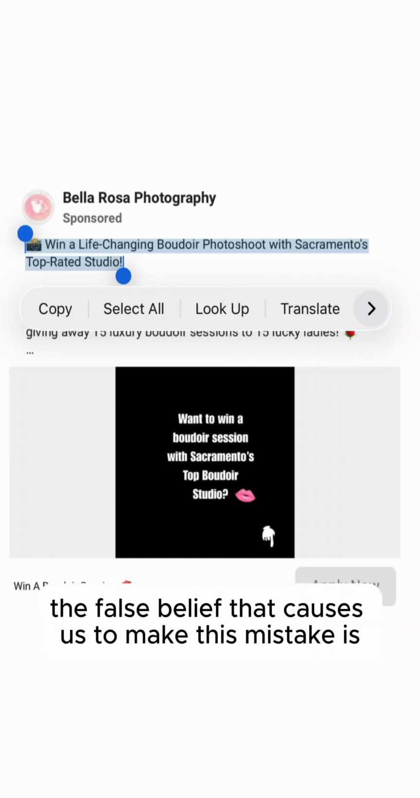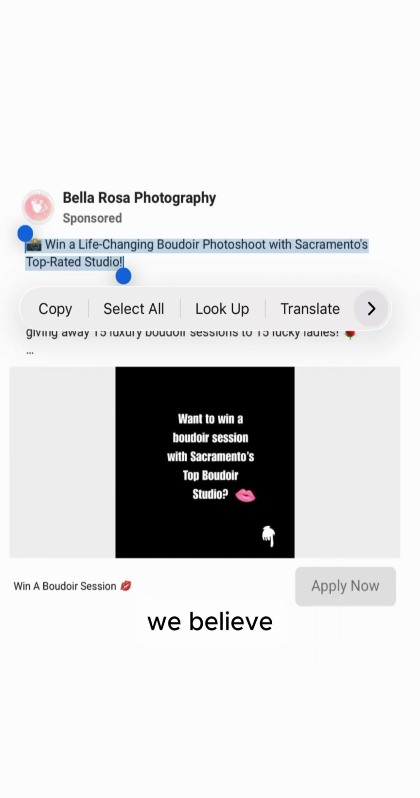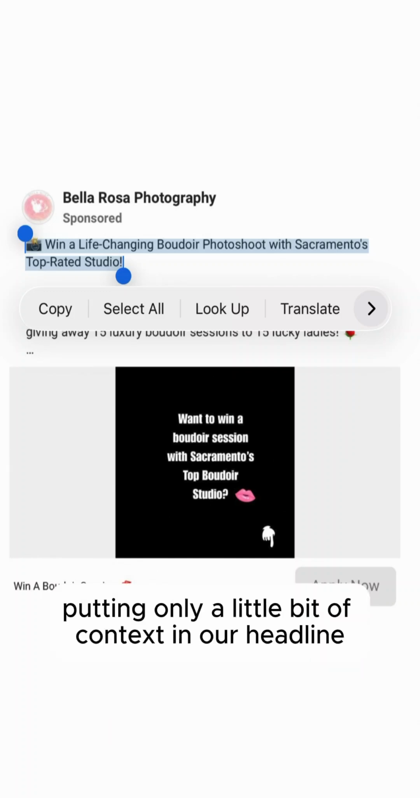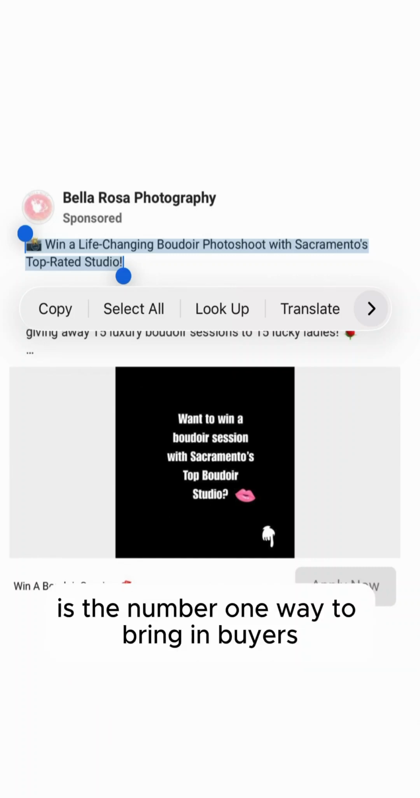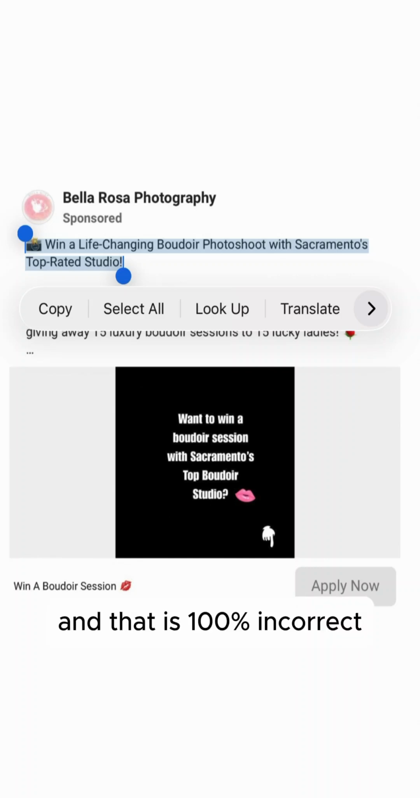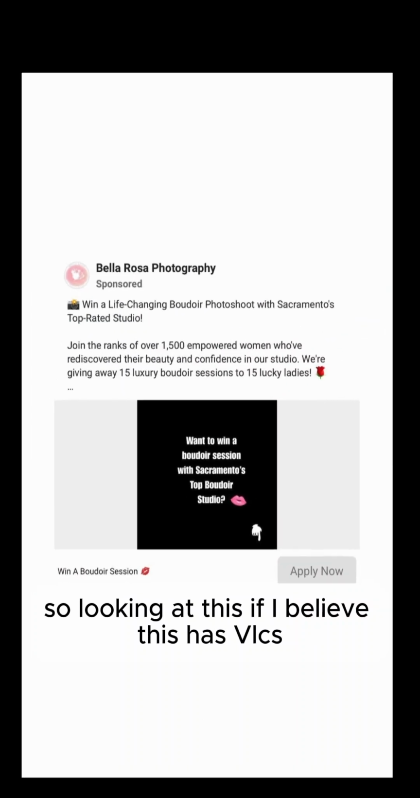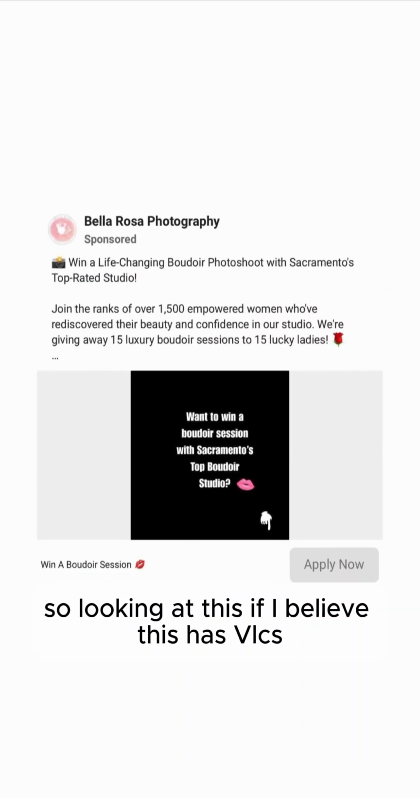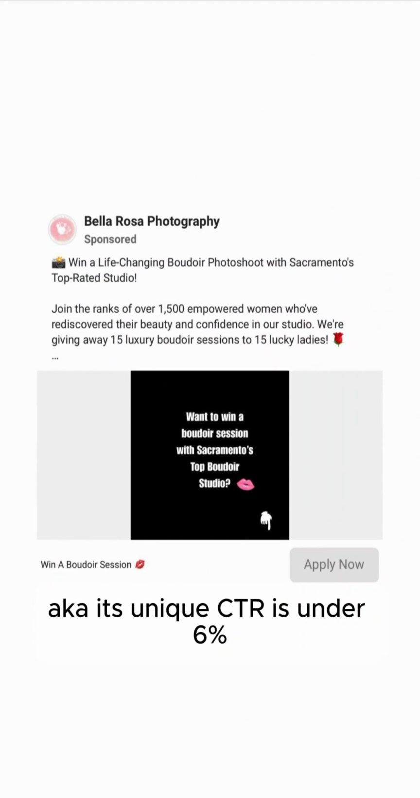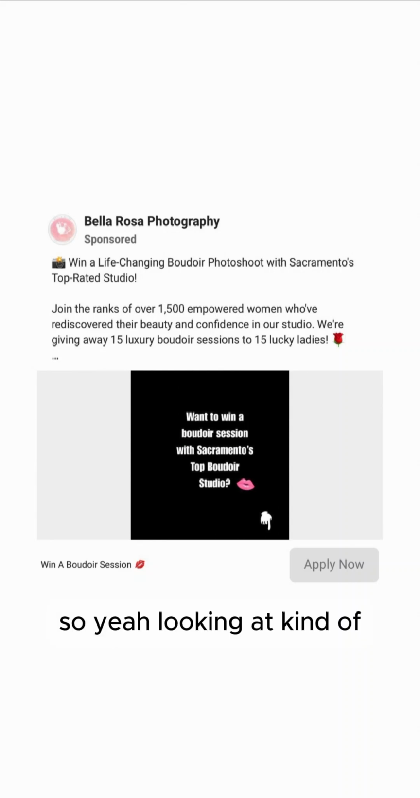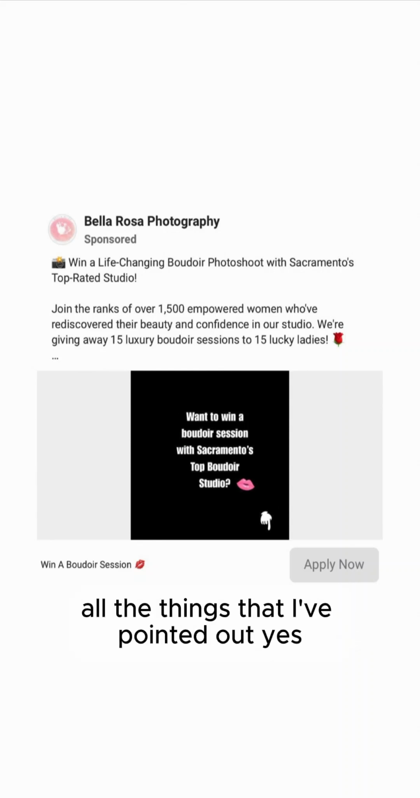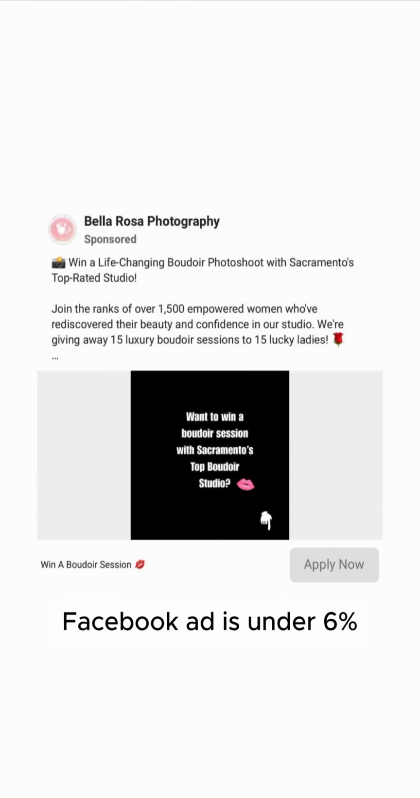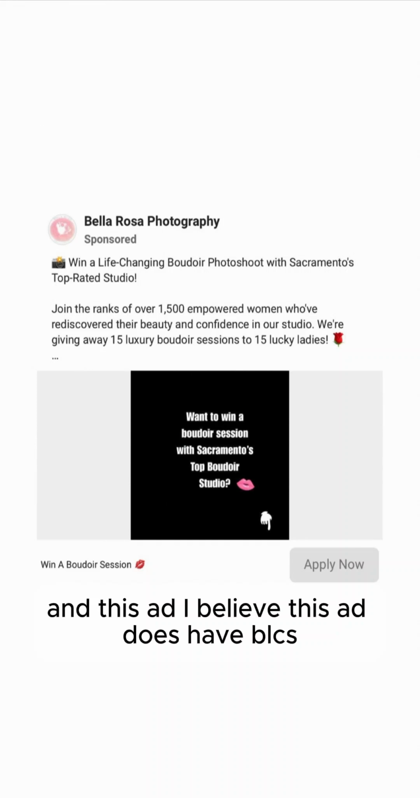The false belief that causes us to make this mistake is we believe putting only a little bit of context in our headline is the #1 way to bring in buyers. And that is 100% incorrect when dealing with Facebook ads. So looking at this, do I believe this has BLCS, aka its unique CTRL is under 6%? So yeah, looking at all the things that I've pointed out, yes, I do believe the unique CTRL of this Boudoir Facebook ad is under 6%, and I believe this ad does have BLCS.